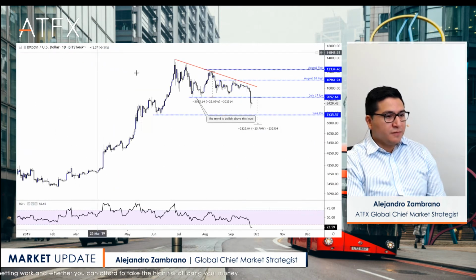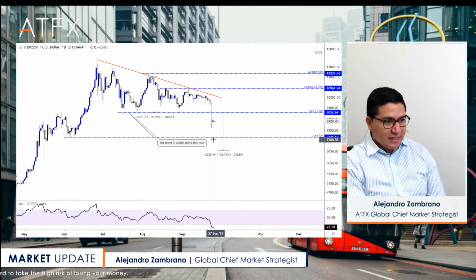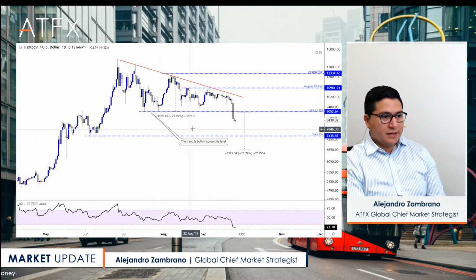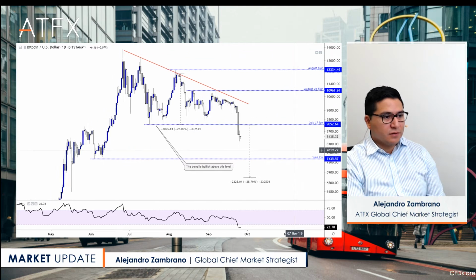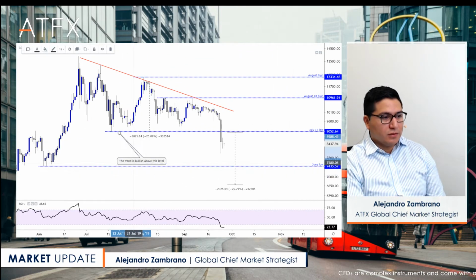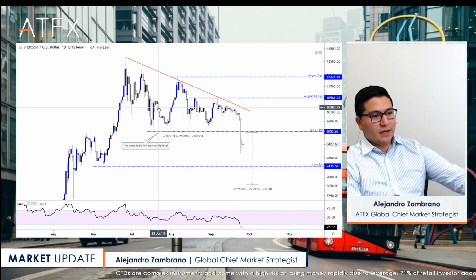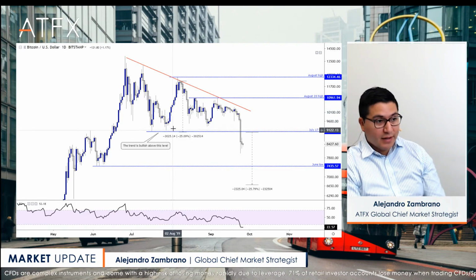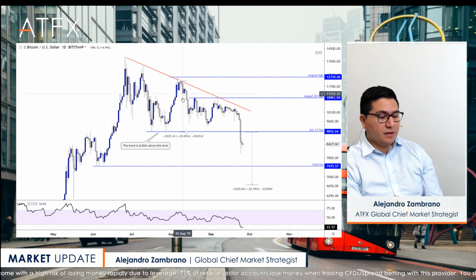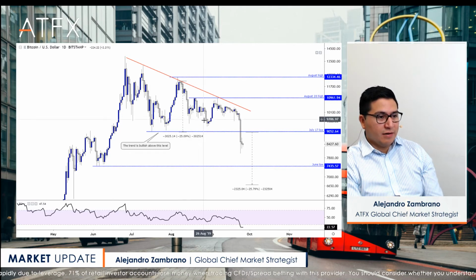So this is Bitcoin, and you have a massive descending triangle, and the trend was bullish above this level. This is actually some old analysis I did. So when we were trading down here in July, I said if we go down, people are probably going to buy and lift this up. So you had a nice move here, and then we went down again to the same levels.